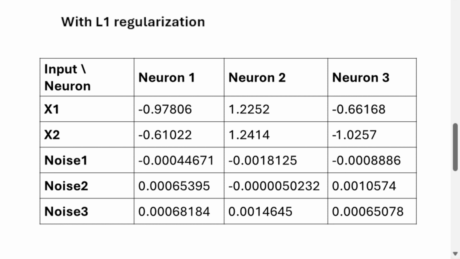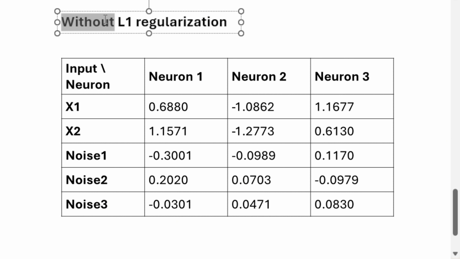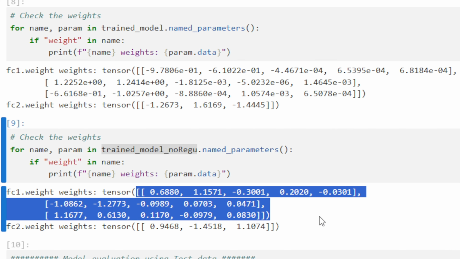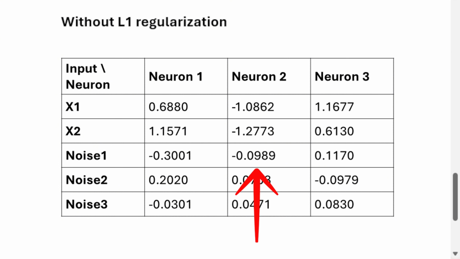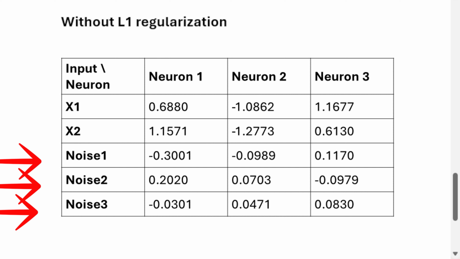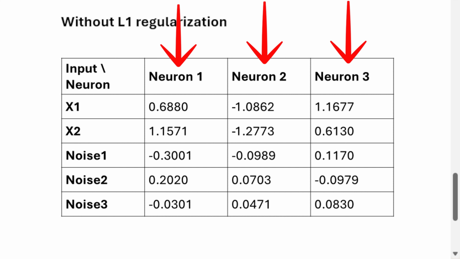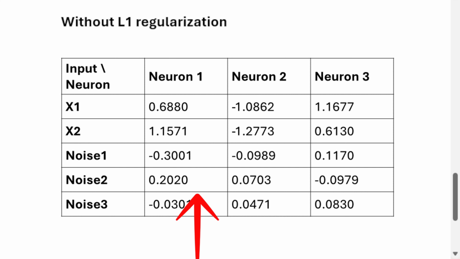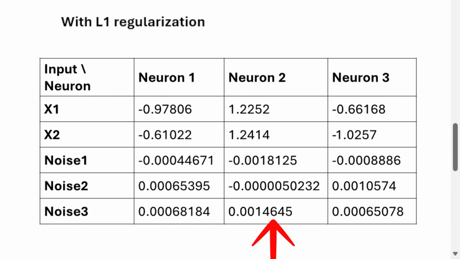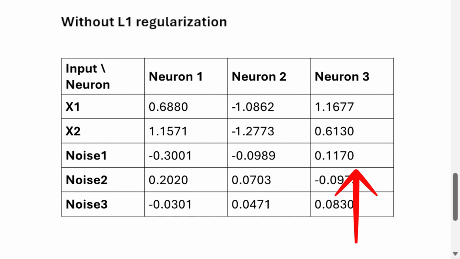Now, what happened with the trained model without regularization? So this is the trained model without regularization. That means this table is showing these 15 values. As we can see, the numbers here in this part, that means between noise 1, noise 2, and noise 3, and neuron 1 and neuron 2 and neuron 3, they're not that much close to 0. So with regularization, they were very close to 0, and without regularization, they are not that much close to 0.